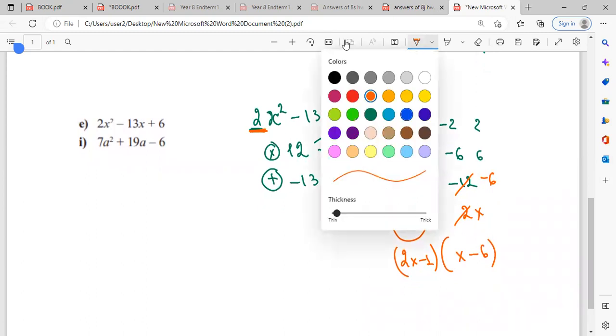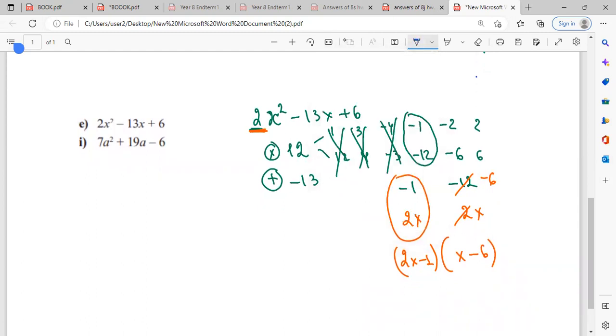Okay, let's try one more question. For example, 7a squared plus 19a minus 6. The multiplication of them will be negative 42, because 6 is negative. The addition of them will be 19. So which two numbers can you think of? Let's write it: 2 and 21, but one of them is negative, so let's try that.